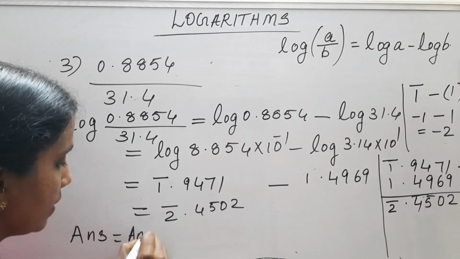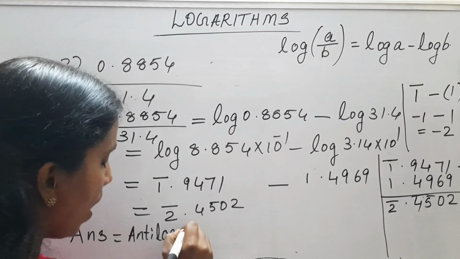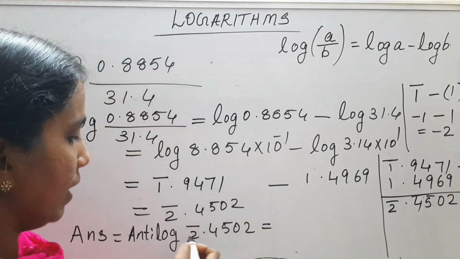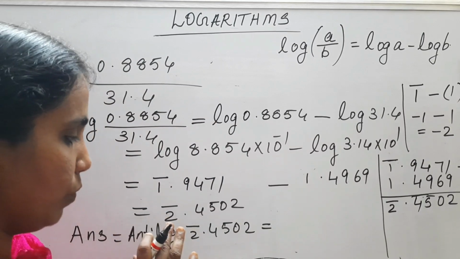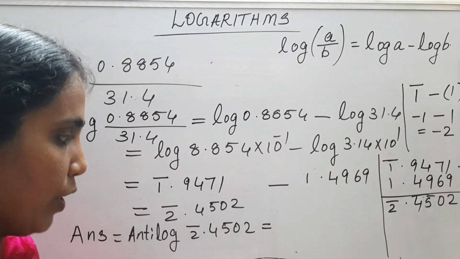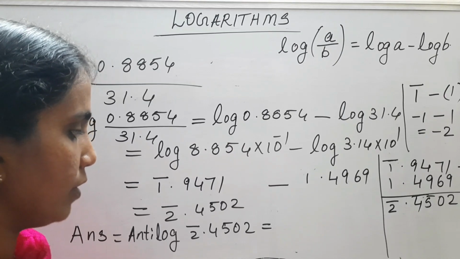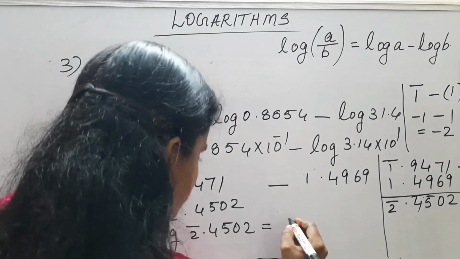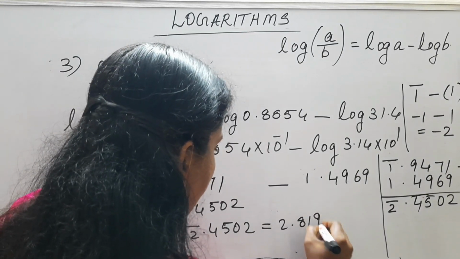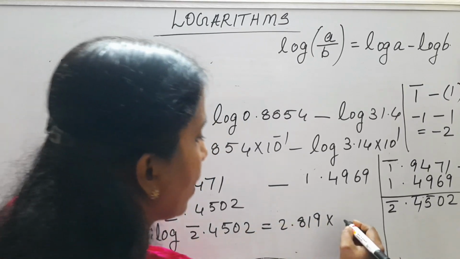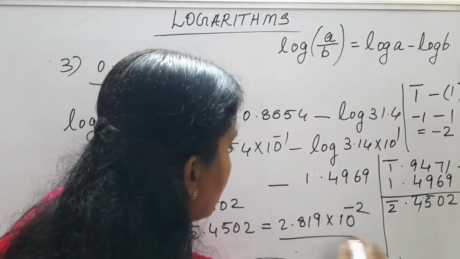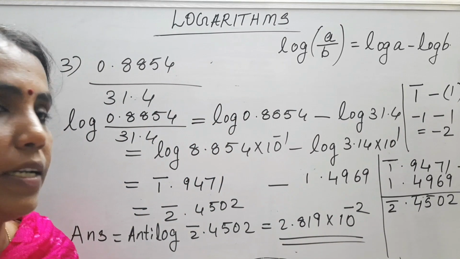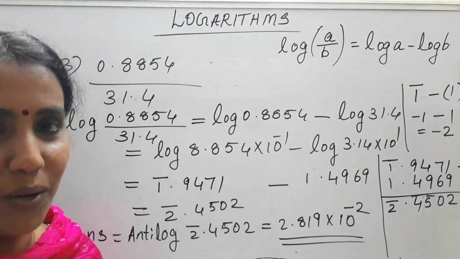So what will our answer be? The answer will be the antilog of bar 2.4502. So when you find the antilog, the bar 2 you don't do first. Now look in the row 0.45 and in the column 0 and 2. In the anti-logarithm page, you will get the answer as 2.819. Then this bar 2 you will write as the power of 10. So this is the answer. Okay. So this is how you can easily do division using a logarithm table.